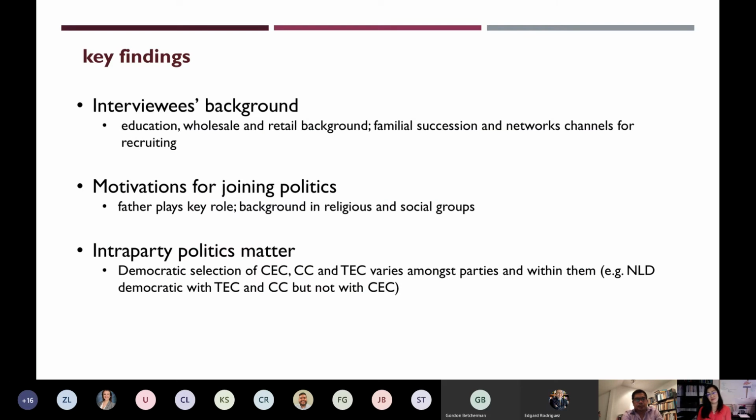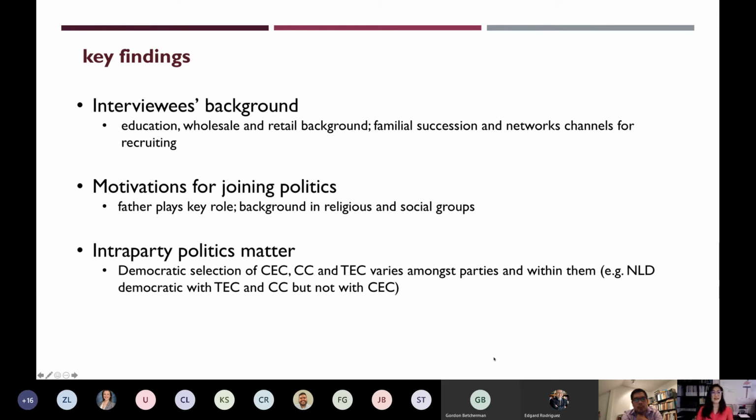I have about 10 key findings and then recommendations, and then I'll wrap up. The key findings are that the interview backgrounds tell us that most of these candidates and gatekeepers come from education, wholesale, and retail backgrounds. What is important is that most of them have families or personal networks with parties, which explains why they are recruited. A lot of the candidates, especially women candidates and interviewees, suggested that the father plays a very key role in why they want to join politics. Also, some of them mentioned that their background in religious or social groups encouraged them to participate in politics.